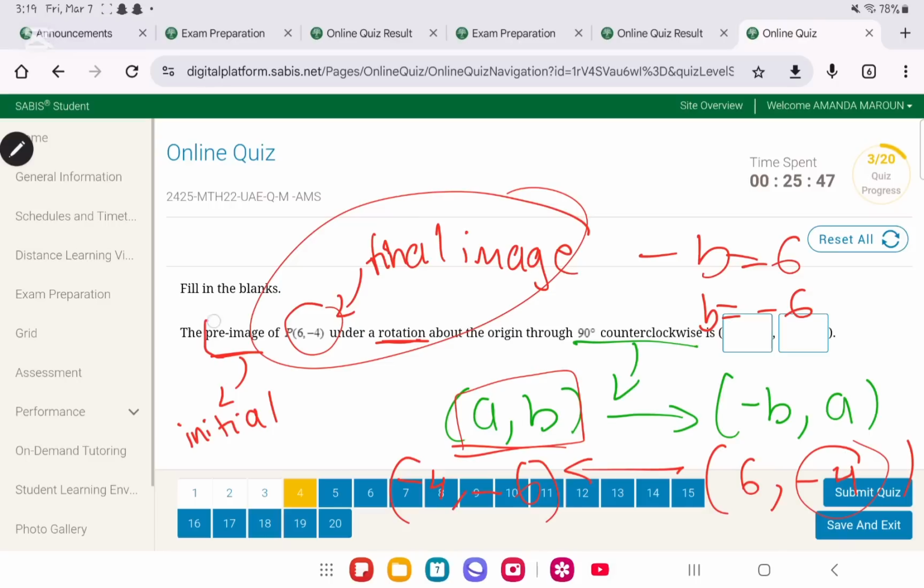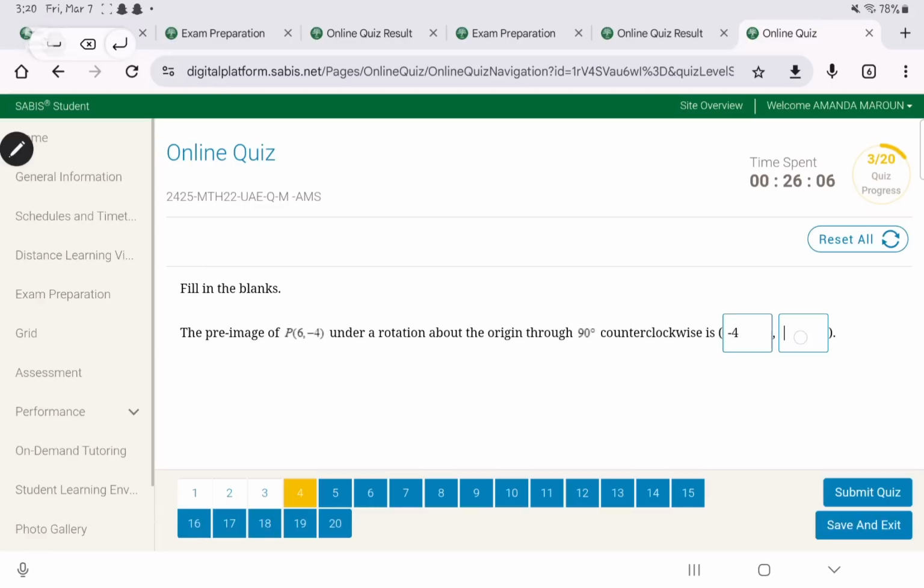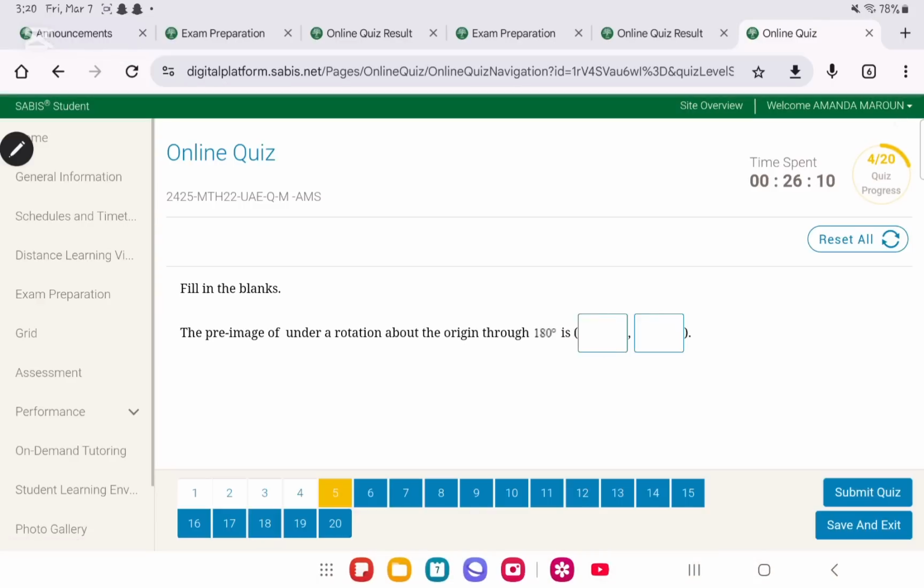Pay attention, do they need the image or the pre-image? You are given the image in this case, which is (6, -4), and they need the pre-image, which we found to be (-4, -6). Okay, we move on to question number 5.